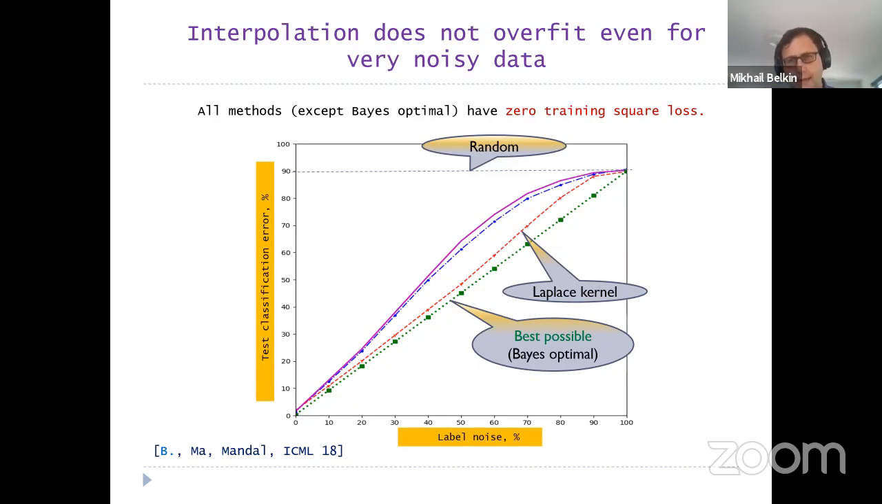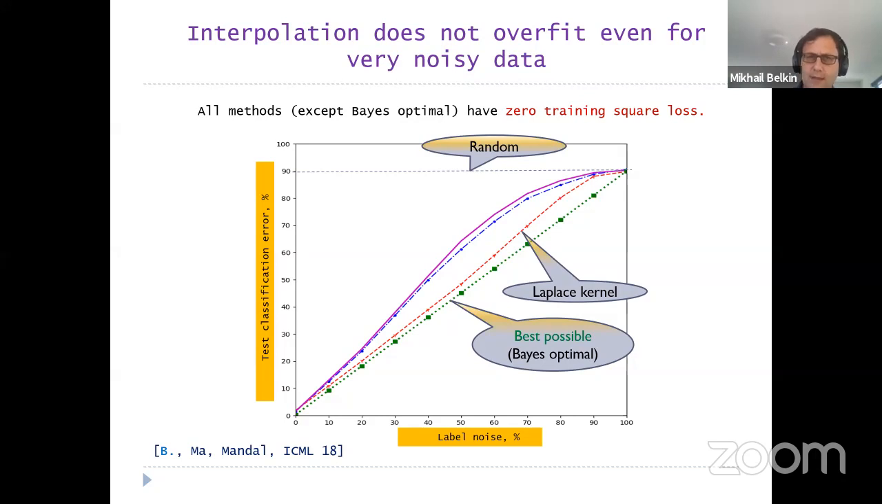It's theoretically better than the green one. 90% is random, because if you just choose them at random, you will have a 90% error rate. Now, what you see is that this red line, which is the Laplace kernel machine, it doesn't matter exactly what it is, but neural networks behave very similarly. The purple line is the neural network. And you can see, even for very high noise levels, it's not that different from the green line, even for 70 or 80%. Much better than random.